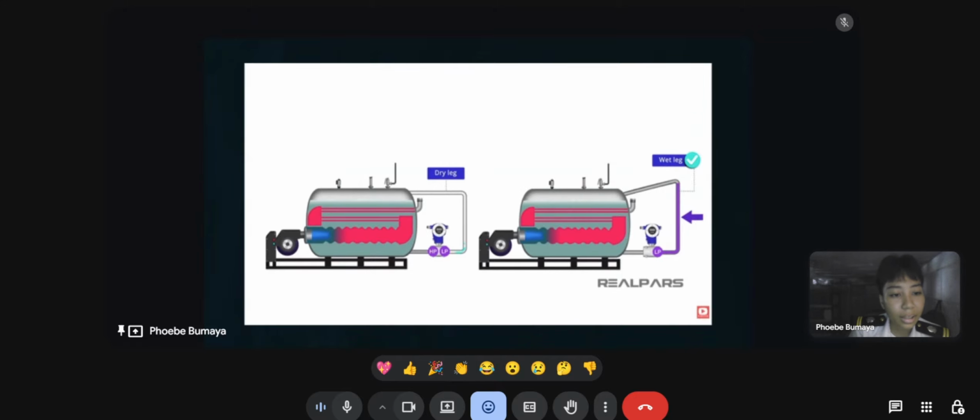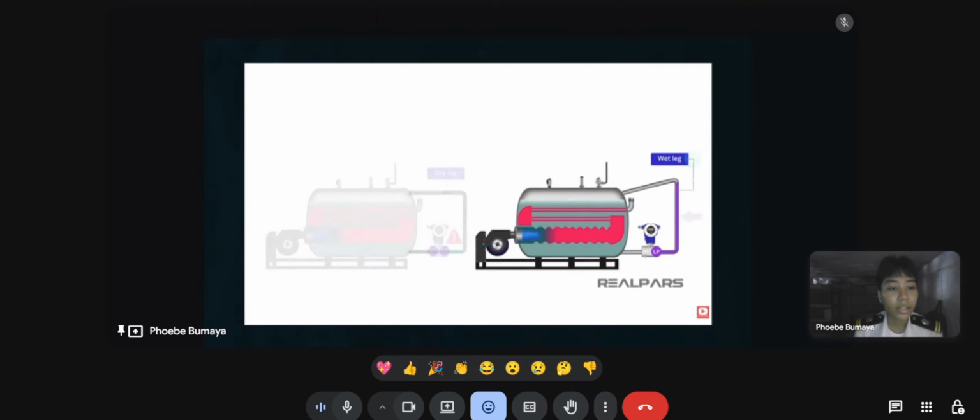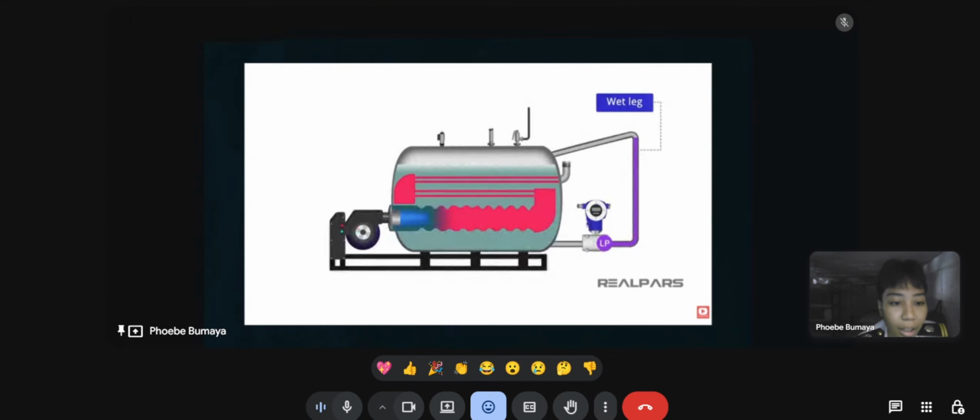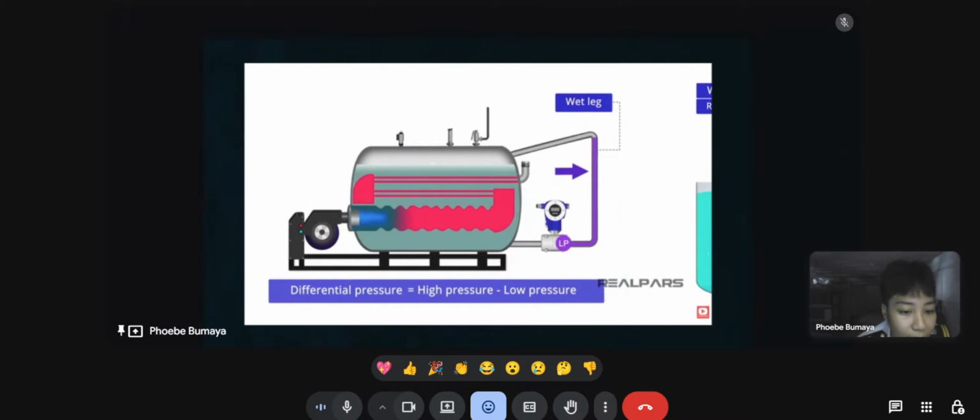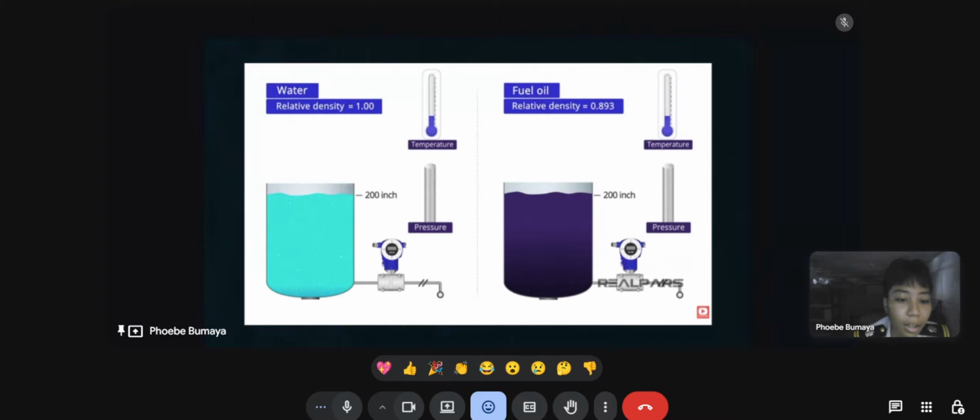Sometimes the reference leg needs to be filled with a fluid. This leg is now referred to as a wet leg. There are many reasons for a wet leg, such as avoiding errors in measurement caused by vapor condensate in the reference leg. Let's look at an example of a wet leg system. The differential pressure, as always, will be high pressure minus low pressure, but the resulting differential pressure is not easy to predict because the liquid in the vessel is usually not the same as the liquid in the leg.